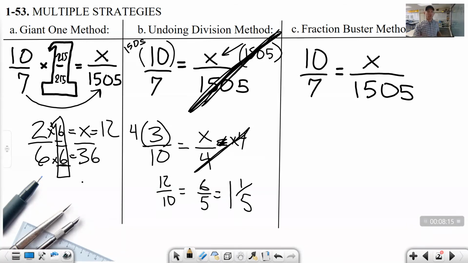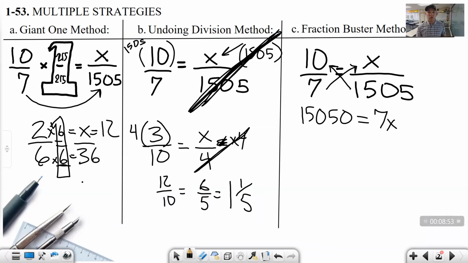All of this is getting copied down in your notebook. These are just examples of how to undo multiplication and division. All right, fraction buster method. Fraction buster method has to do with multiplying by the denominators. So I'm going to make this multiply to the opposite side. Some of you know this as cross multiplication. That is one type of fraction buster method. So 10 times 1505 is 15,050. 7 times x is 7x.